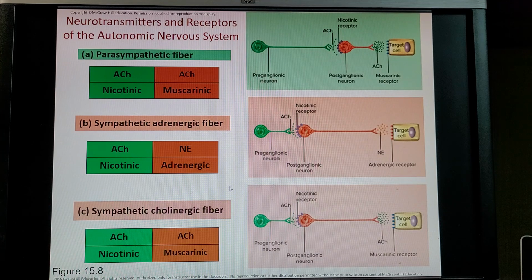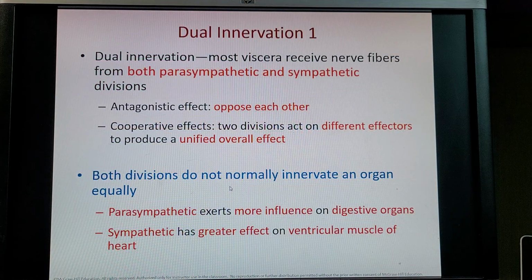This just goes into real details on the receptor and the transmitter that they use. Again, with our two different nervous systems, they affect the same targets, but they're going to have opposite effects on each other. Even though they're targeting the same thing, they're going to have a different level of effect.